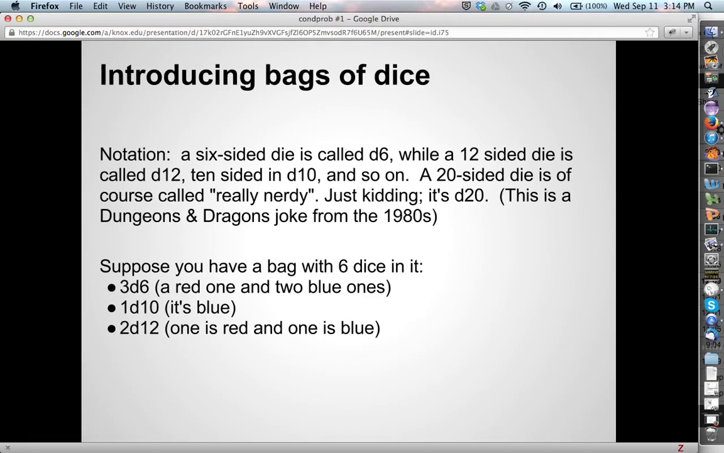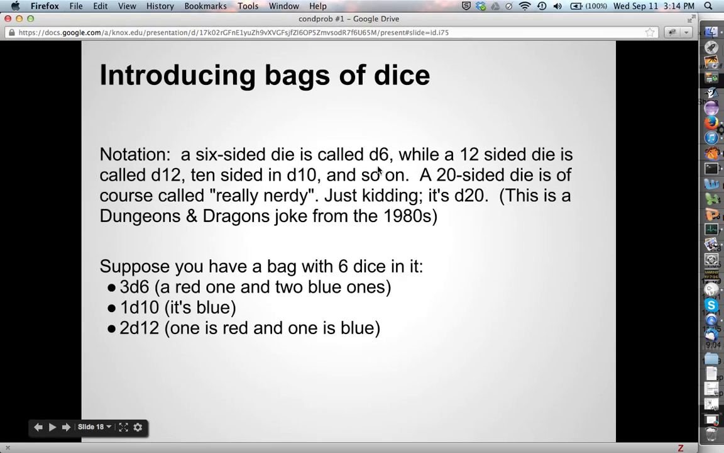So let's talk about bags of dice and some notes about notation. Bags of dice, where you have questions like, suppose you have a bag of dice with these parameters, and then you pull one out and roll it. What are the chances something happens? These are common joint and conditional probability questions, and so here are some notes about notation.